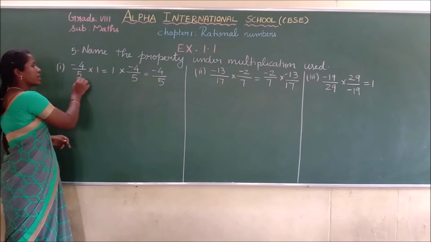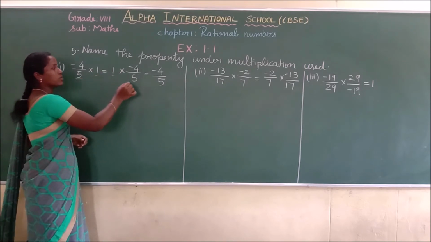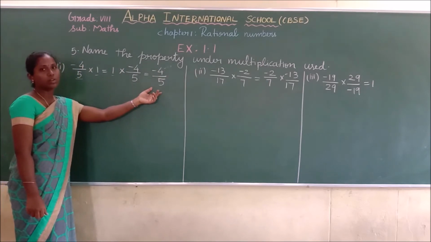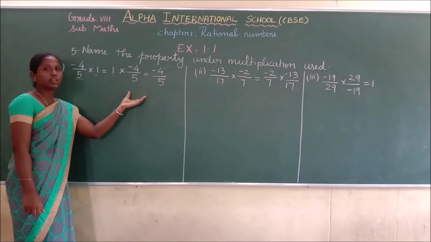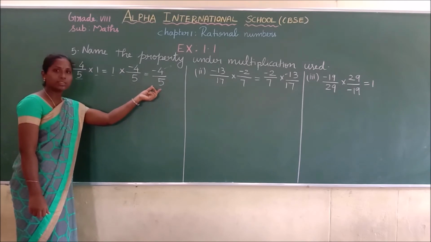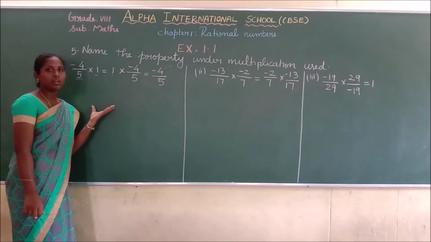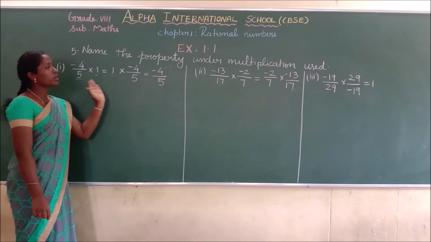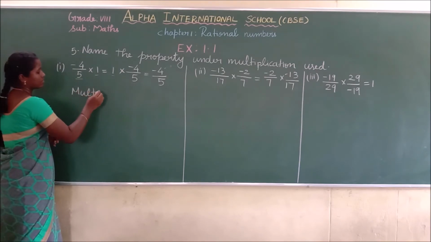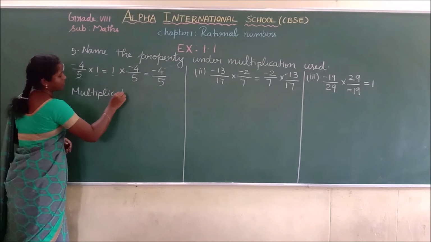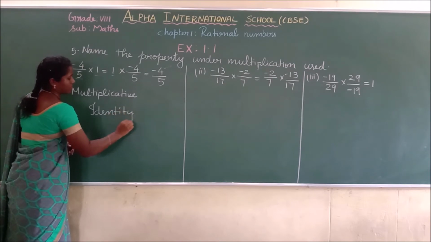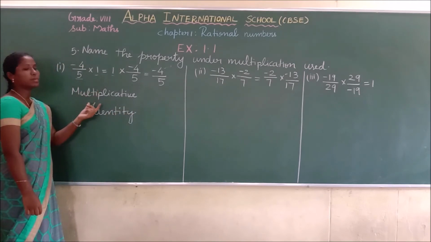Here we are multiplying the rational number with the number 1 and again 1 with the rational number. We are getting the same rational number. So which property are we using here? This is the form of a into 1 which is equal to 1 into a. Again we are getting the value a itself. Under multiplication, it is multiplicative identity. So the property used here is multiplicative identity.